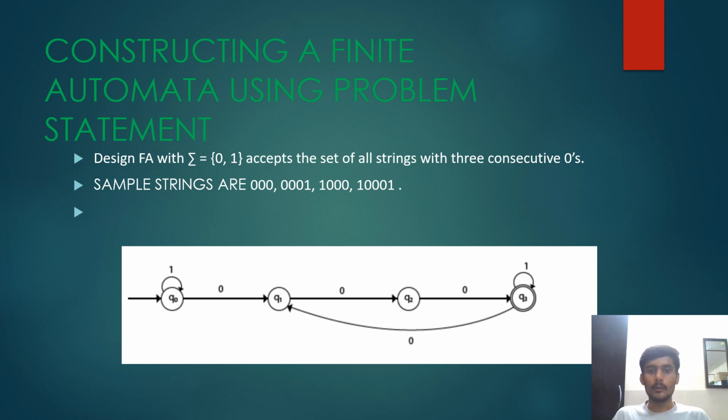Constructing a finite automata using a problem statement. Design a finite automata which accepts the strings of 0 and 1 with three consecutive zeros. Sample strings are 000, 0001, 1000, 10001. Now we must take four states. Q0 is the starting state and Q3 is the final state. In this, the automaton accepts all the possible strings of 0 and 1 containing three consecutive zeros.